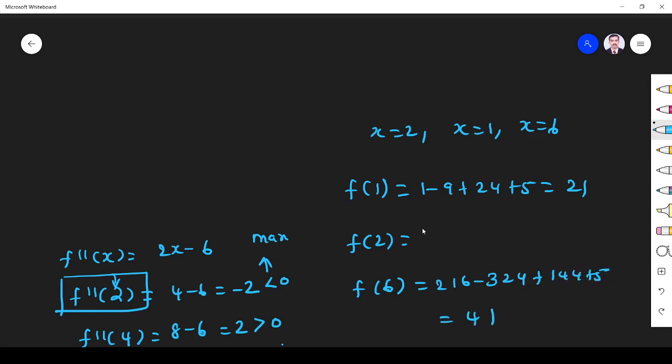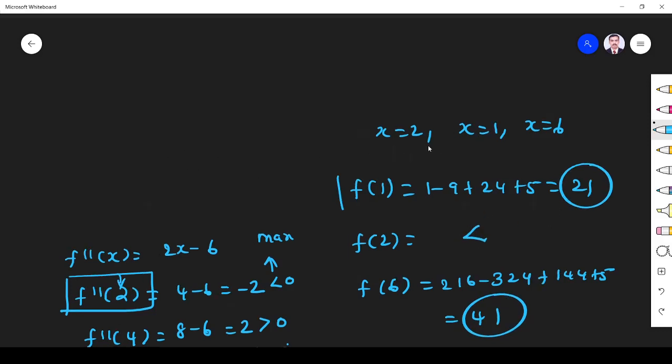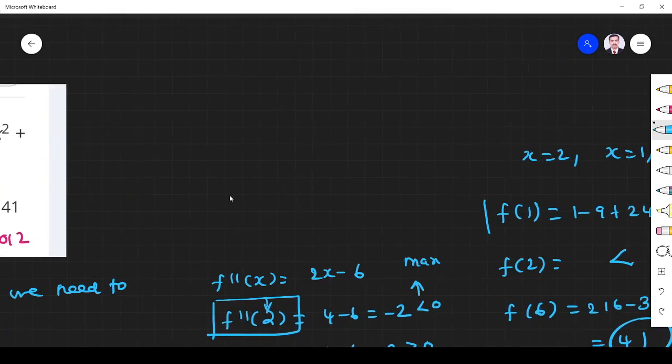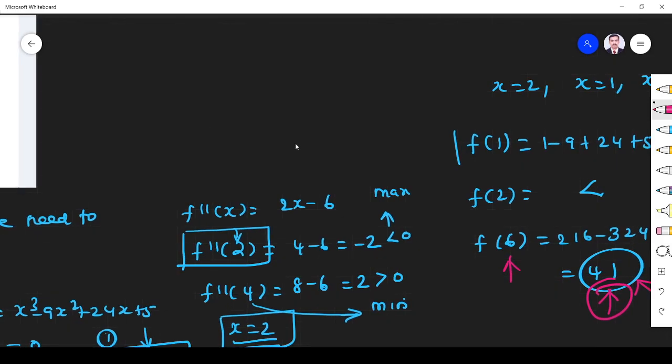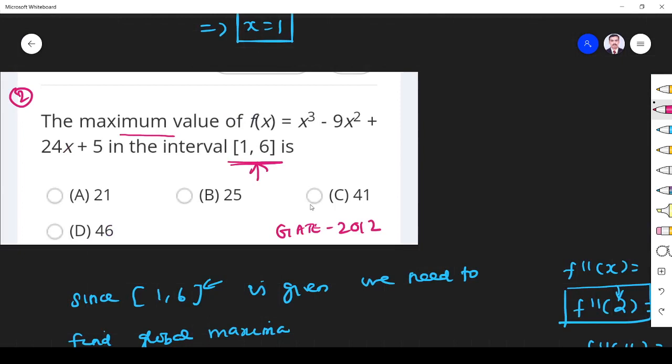that is equal to 41. So f at 1 is 21, f at 6 is 41, means f at 2 should lie between 21 and 41. So what they ask is the maximum value. Out of these three values, which is maximum, that is called the maximum value. So x is equal to 6 will give the maximum value of 41. This is the procedure we have to follow to solve the problem.